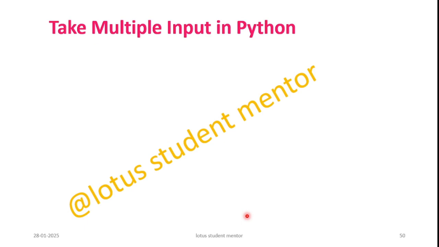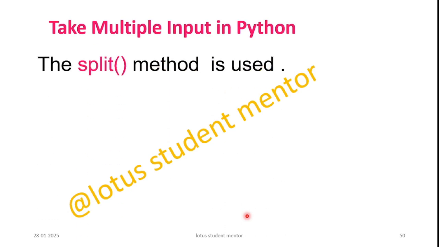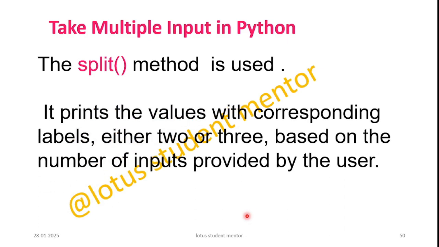Then coming to multiple input in Python. What are multiple inputs? Before, you have studied that single user input. Now here, we are going to use the split method. In the split method, you can give multiple inputs, that means more than one input. Suppose 12, 25, for example. You can give any number. If you are giving a single number, that is single input in Python. If you are giving multiple numbers separated by a space, then it is known as multiple inputs.